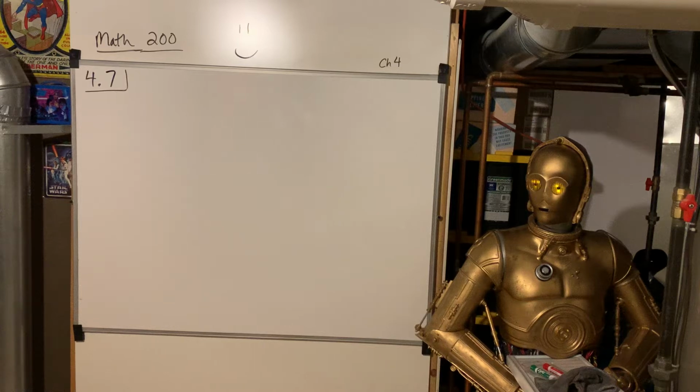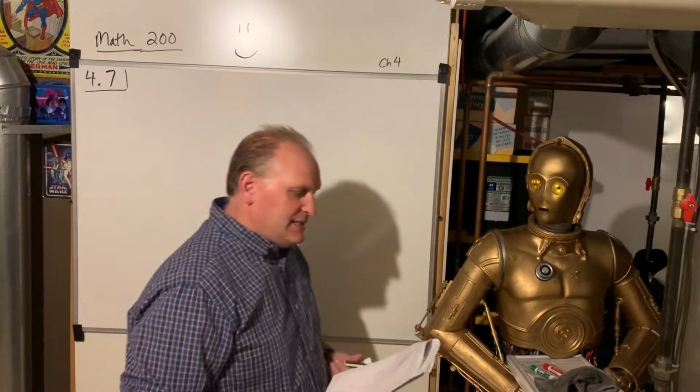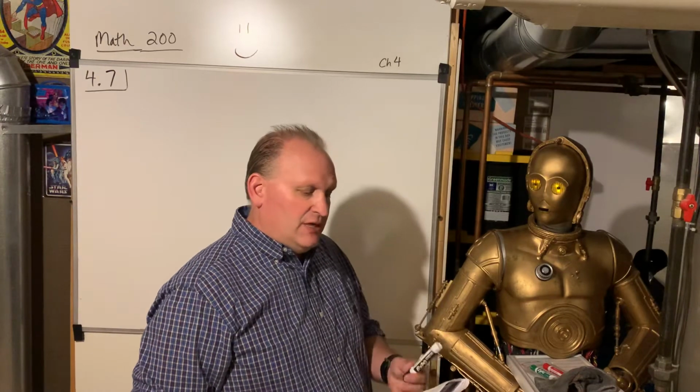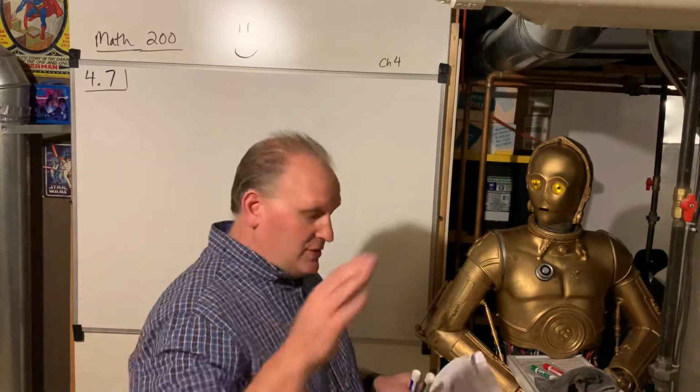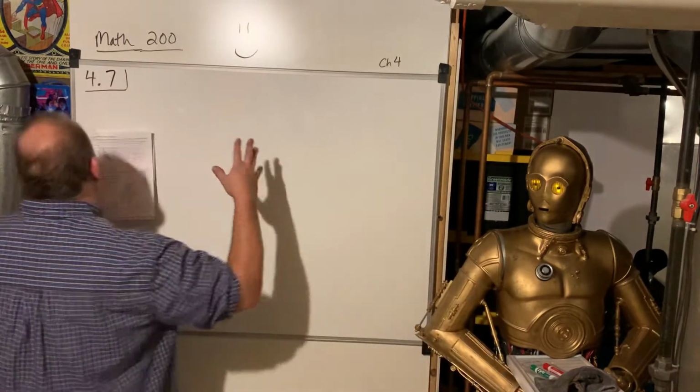Okay, we're back. We're doing Math 200. This is the note packet for Chapter 4, and we're looking at 4.7. This is graphing systems of linear inequalities. So that's where you're shading half planes, but we're only going to shade what they have in common.